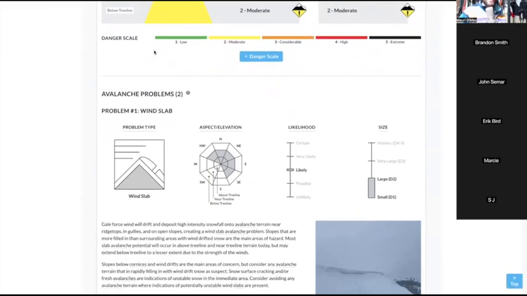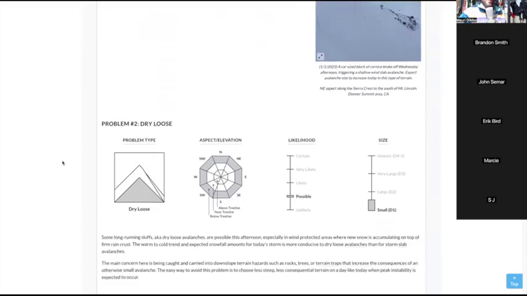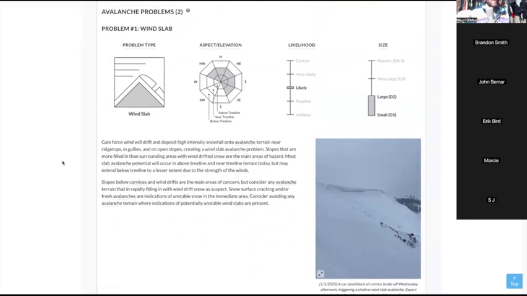So now what does looking at those problems in a forecast look like? Here we have problem one, a wind slab, and this is in the Sierra, and you'll have your problem one, and then you'll have a problem two. For this day, a dry loose is problem two, and a wind slab is problem one. As I mentioned, the Sierra has a prevailing wind that is typically from the southwest, meaning that the problem here, on this aspect and elevation, is on those more northerly slopes and easterly slopes.